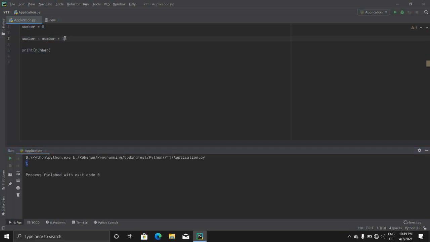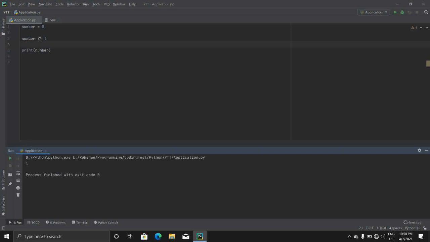Now we have a short way to do this. That is, this expression equals this expression, number plus equals 1. Now this line is going to add 1 to number and save that value to the number variable. Now let's run this line. Now you can see we get 1, the same answer as the previous expression.